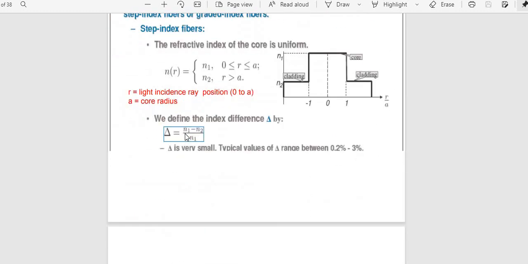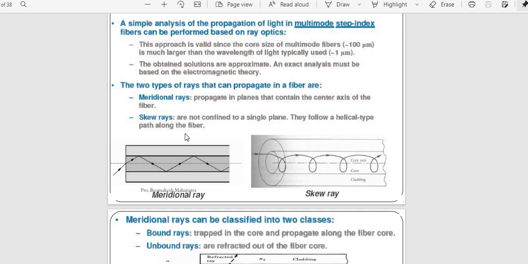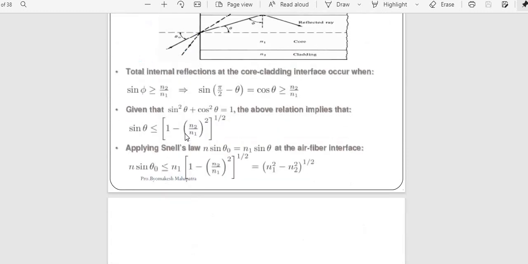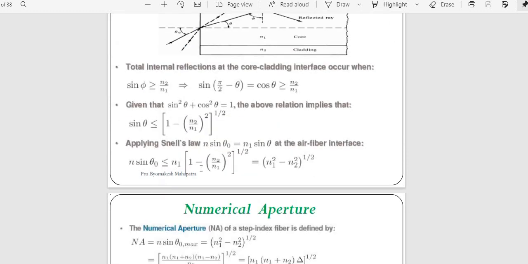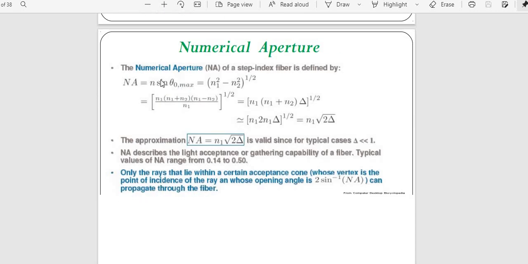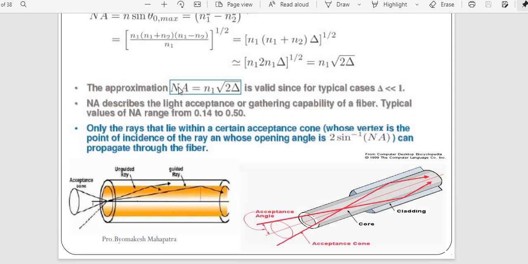Then we proceeded with ray optic analysis of light wave propagation in optical fibers, how it is used for single mode and how it is used for multi mode step index. This is for the ray. Bound ray and unbound ray we have seen, and the type of analysis. Then we proceeded with the numerical aperture. We derived the numerical aperture derivation. What is numerical aperture? N1 root of 2 delta we have done.